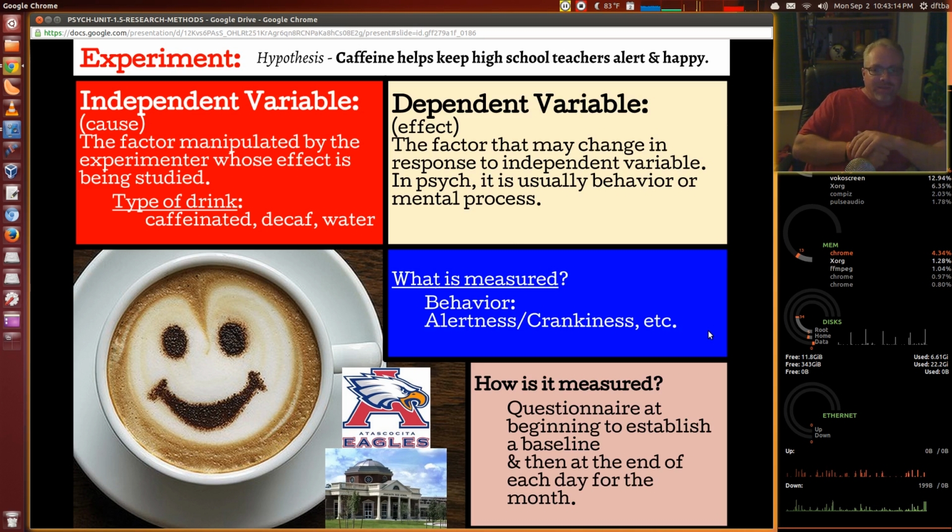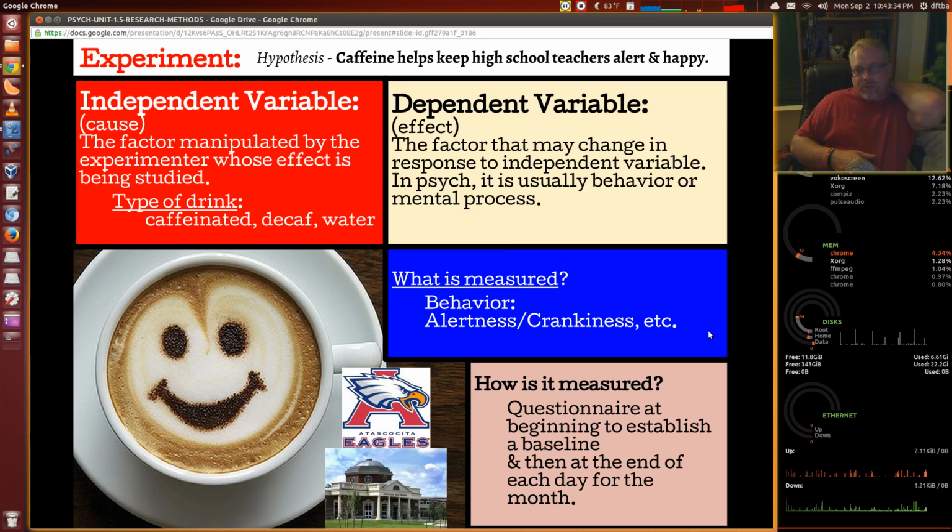What's the dependent variable? Well, that's the effect. So you're looking at the factor that may change in response to the independent variable. So in this case, it's maybe behavior or mental processes. How can you measure that? Alertness, crankiness, mood, that sort of thing. And how could you measure it in our case, in our situation?